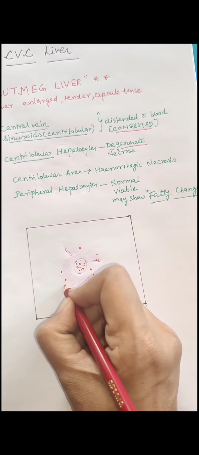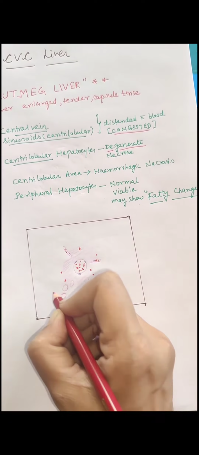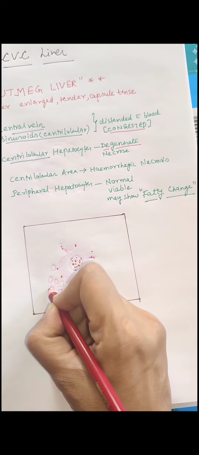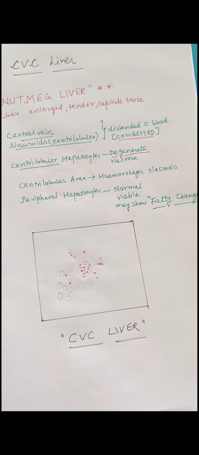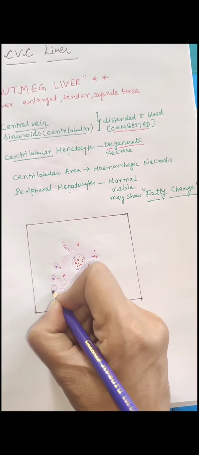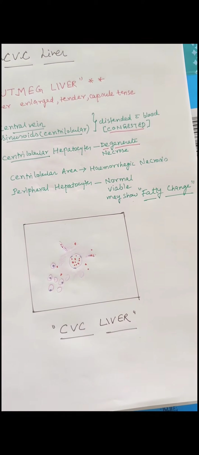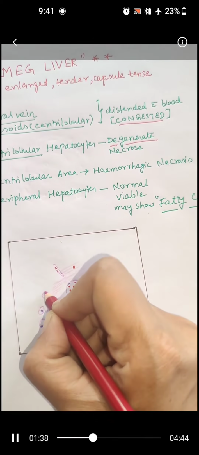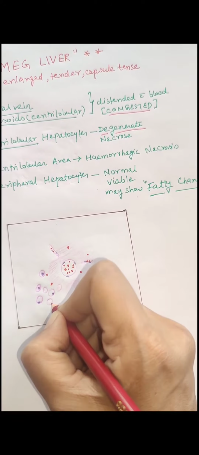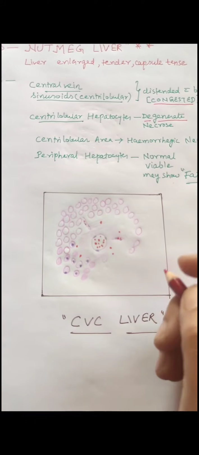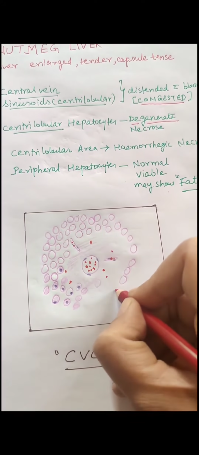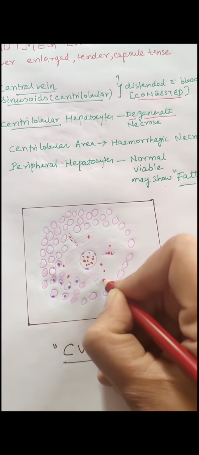Now in the peripheral region, we will make hepatocytes which are viable, as well as the hepatocytes which are showing fatty change. So in the viable hepatocytes, there will be a central bluish nucleus. The cell will be round and it will have abundant pink cytoplasm. These are the viable. While in the hepatocytes showing fatty change, the nucleus will be pushed to the periphery, and the cytoplasm will be empty. It will have no cytoplasm because of the presence of fat. So in this way we make the hepatocytes in the peripheral region, some showing the fatty change and some which are viable.